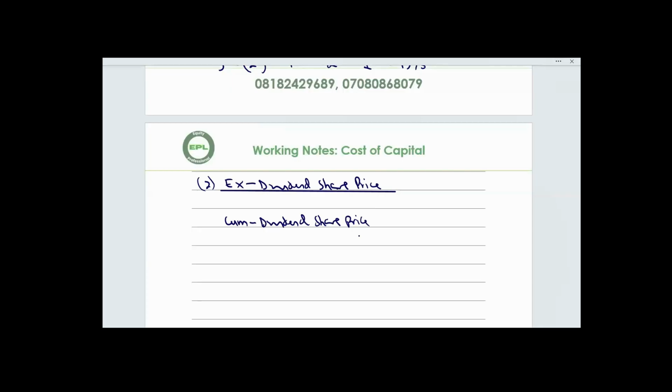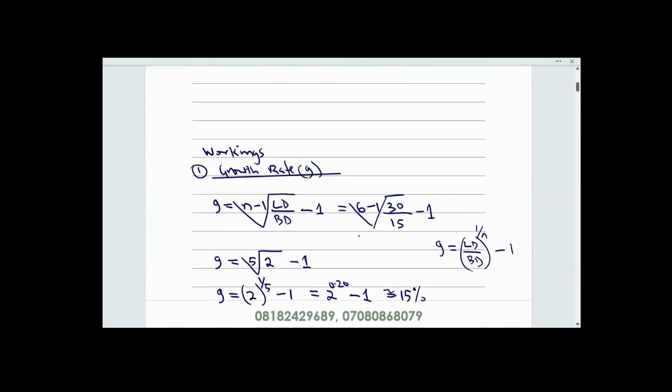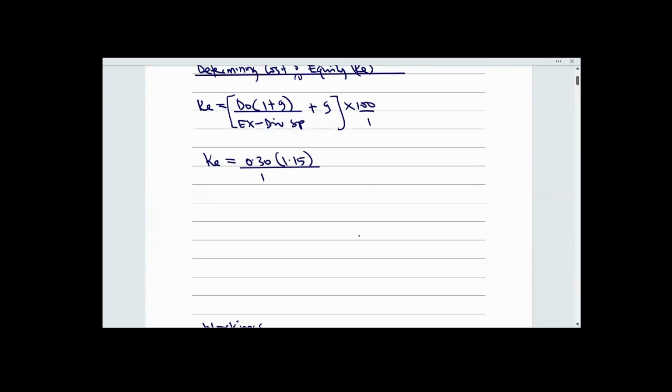So according to the question, we are given 1 naira 40 kobo. So you are going to less the current dividend. Current dividend is 30 kobo. That is the dividend in 2012. So the difference is 1.10. So this represents the XDIV share price. That's it. So I can then come here and say 1.10, all right, plus the growth rate of 15%, all of this multiplied by 100 over 1.